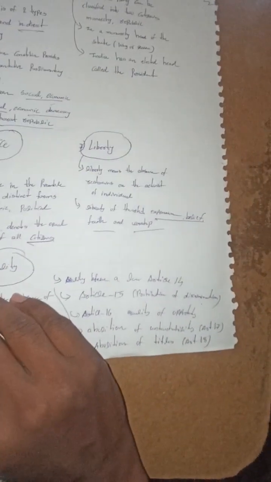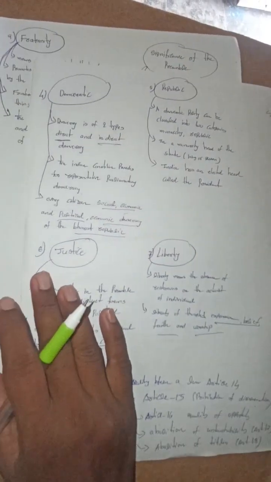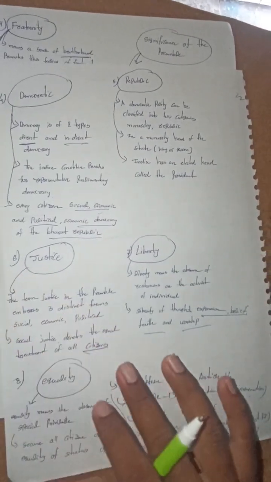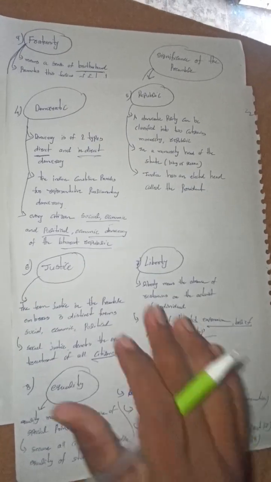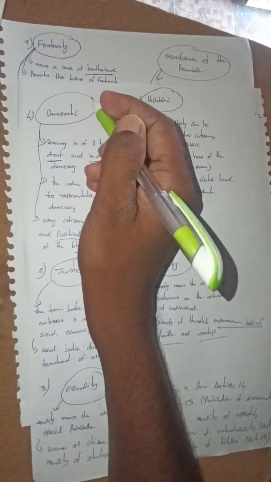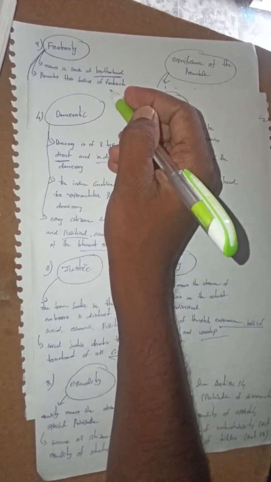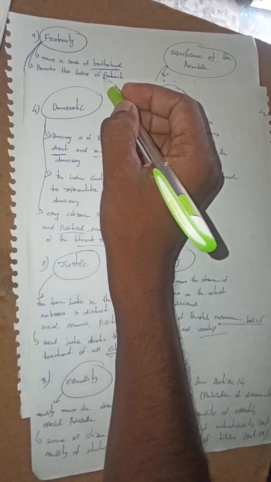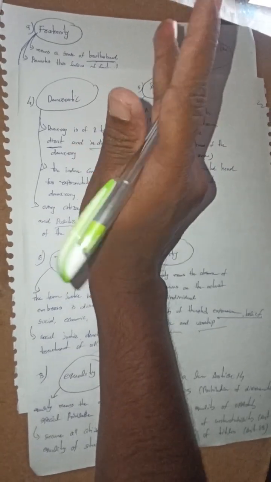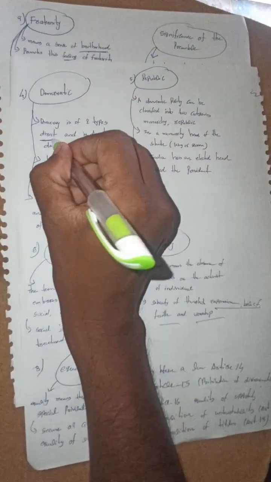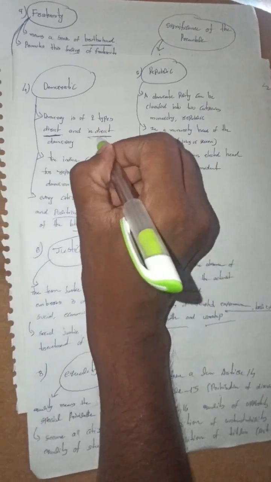Democratic: democracy is a form of government in which the rulers are elected by the people. Democracy is very important for representatives and people. The democracy stipulated in the preamble is based on the doctrine of popular sovereignty. Democracy is of two types: direct and indirect.